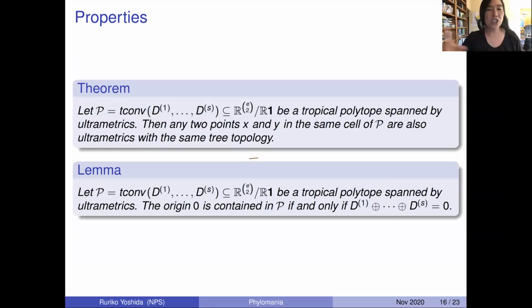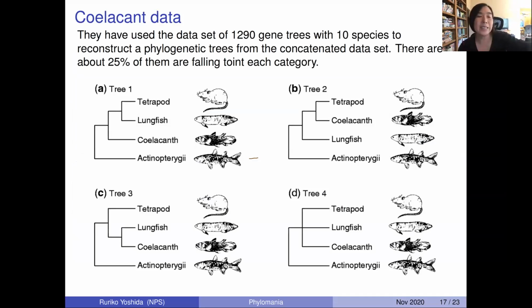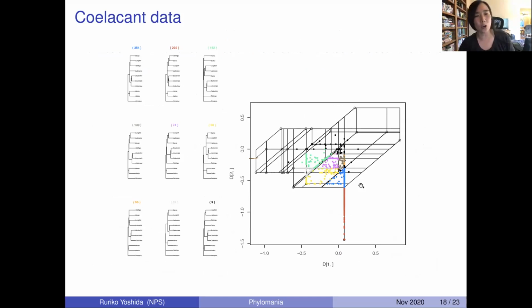I promise. So this theorem, I will talk about a little bit with an example because that makes sense. So I'm going to skip this. This is actually Coelacanth data. The problem is about 1/4, 1/4, 1/4, 1/4 gene trees with those tree topologies. So this is a tropical PCA I projected onto a tropical triangle, and those are tree topologies.